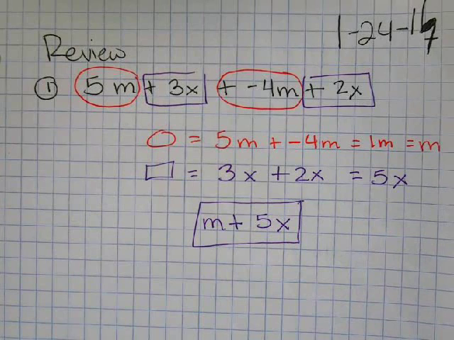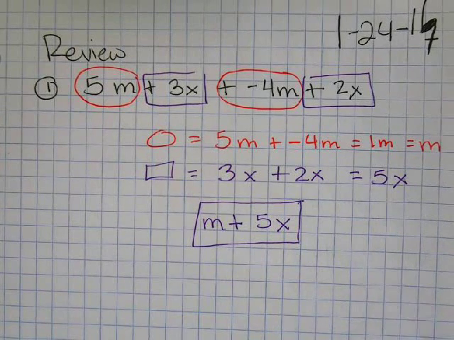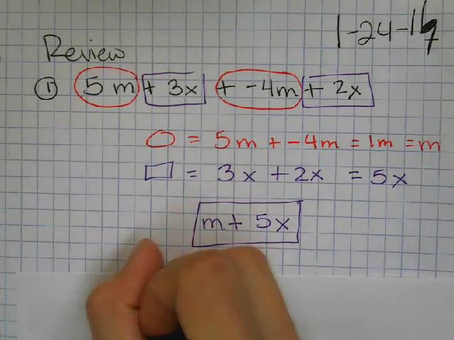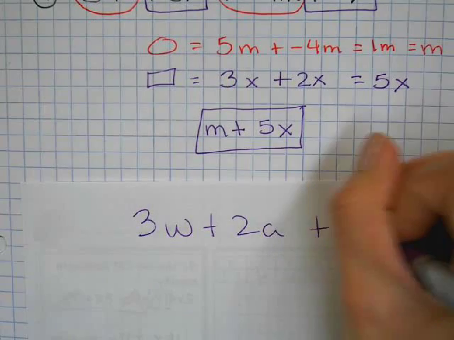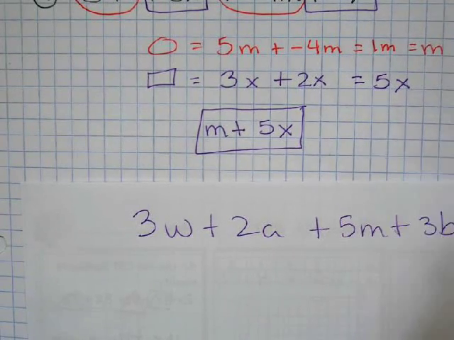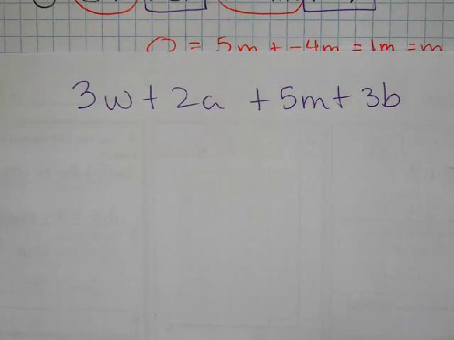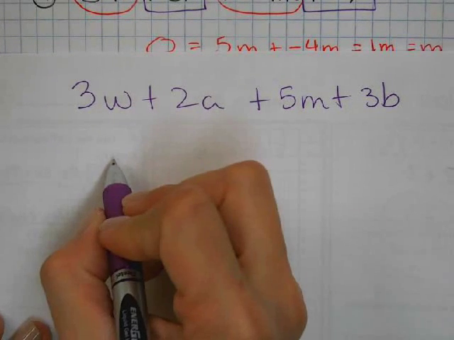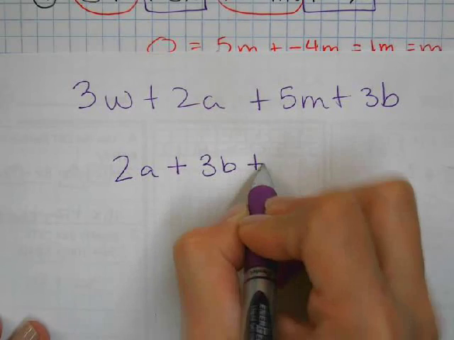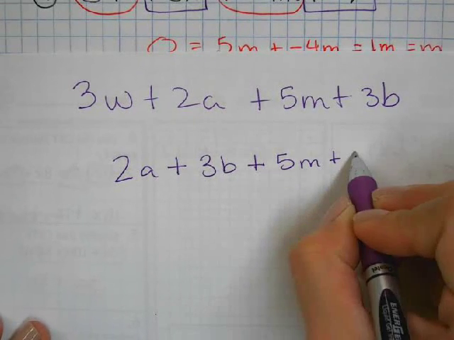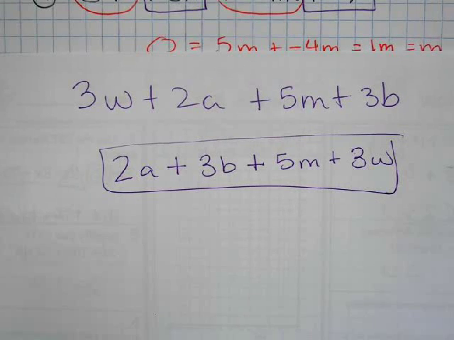So for example, let's say your final answer was 3W plus 2A plus 5M plus 3B. Right? That's like your final answer. But what would you write down first? 2A plus 3B plus... That would be the correct way of writing your answer, in alphabetical order. Okay? I'm okay if you don't, but today, try to write them in alphabetical order. Just try to see if you can.